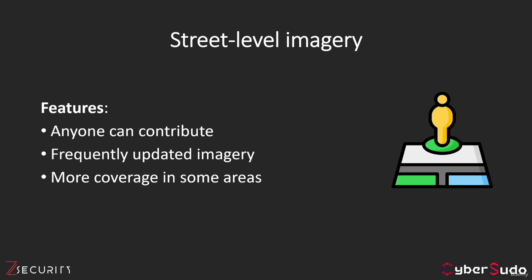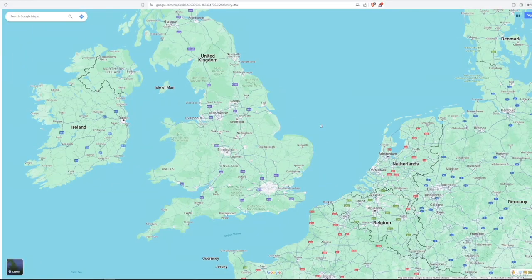But the cool thing is that if you are trying to investigate or find a street level image of a specific popular location, then you might be able to find multiple street level images that are uploaded by multiple people. And these images might be newer than the images that you have seen on Google or Bing or Yandex. Now let's go to Google Maps.